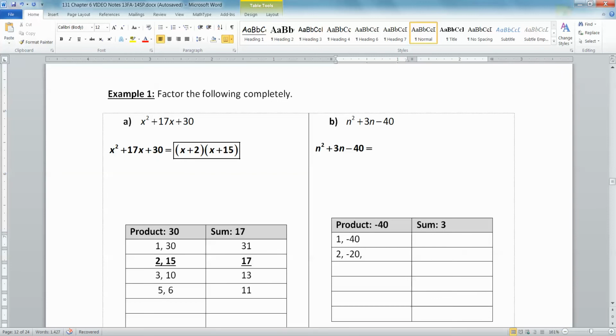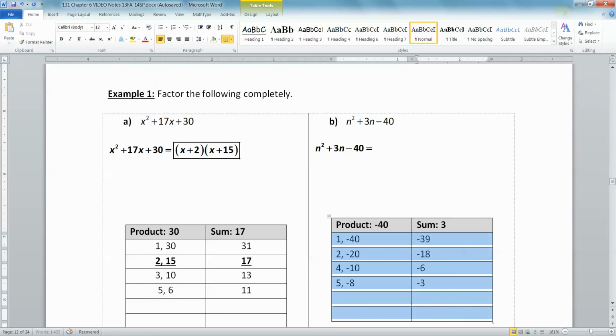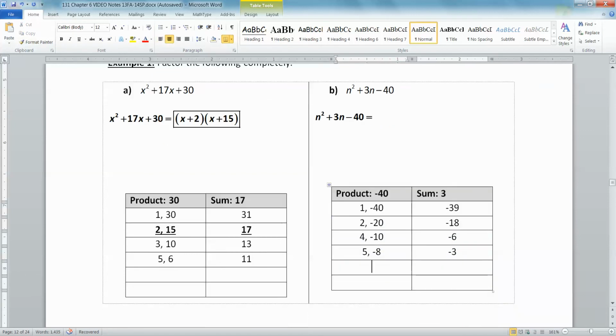You could do, let's see, 3 doesn't go into 40. What about 4? 4 and negative 10. 5 and negative 8. Let's see where we are there. That's negative 39 if you add those two up. Negative 18 if you add those two up. Negative 6. Negative 3. All right, we're getting there. Almost there, because this is every combination, and then there's a whole other set of combinations which is backwards. So what about negative 5, positive 8? Negative 4, positive 10, and so on.